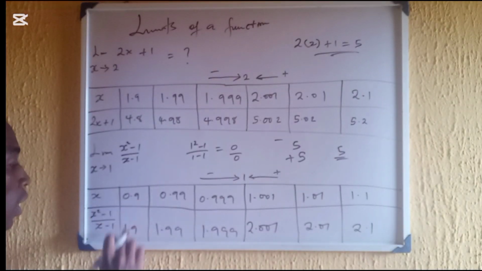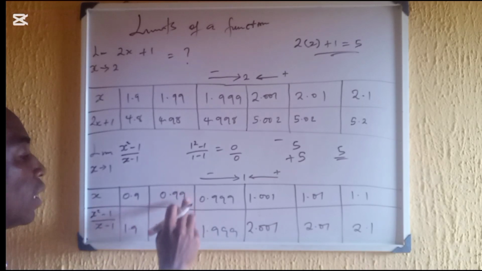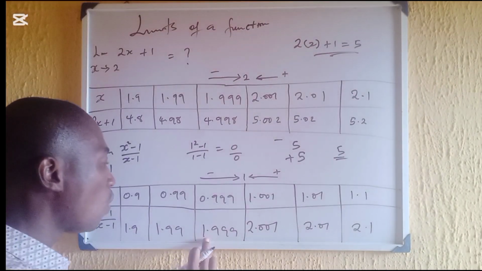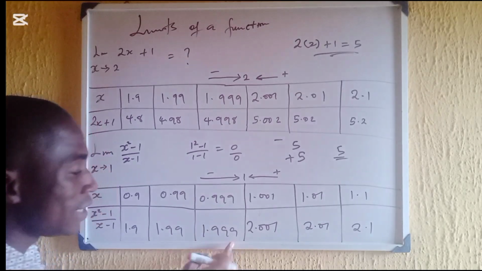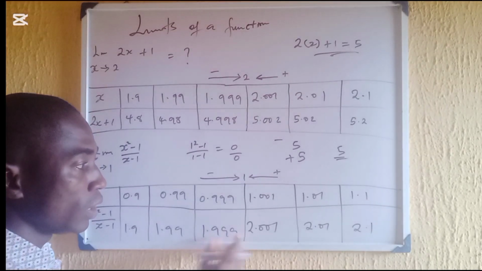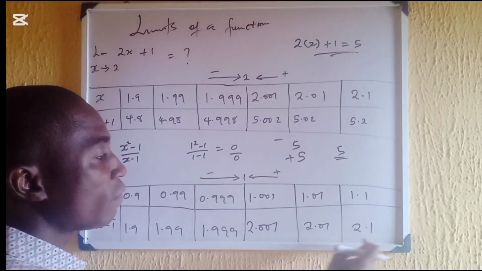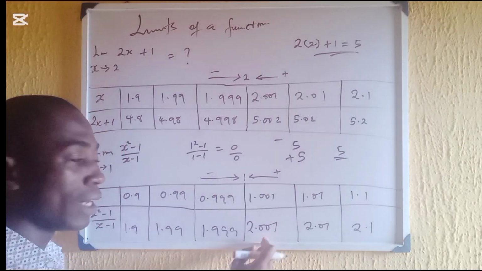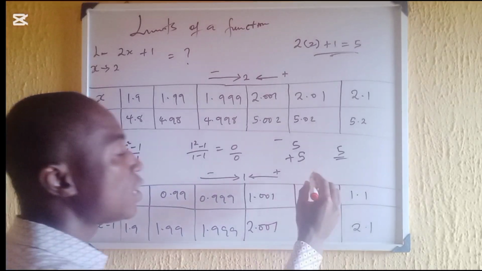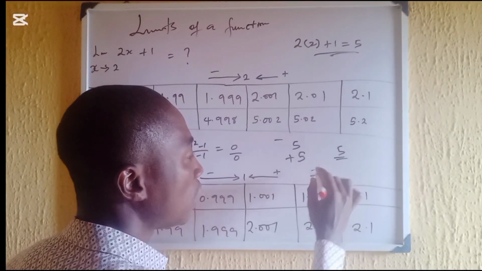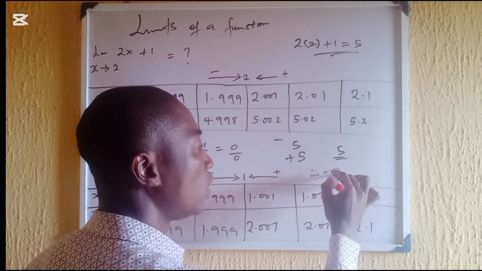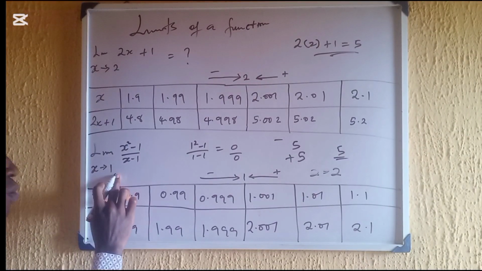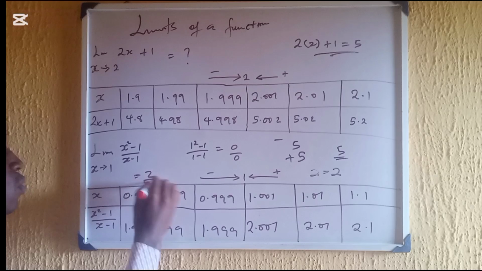So for 0.9, we'll have 1.9. For 0.99, we'll have 1.99. For 0.999, we'll have 1.999. So you can see that this is approximately 2. Then when you are coming from the right, you have 2.1, 2.01, 2.001. And this is also approximately 2. So it means that the left-hand side limit is equal to 2, and that's equal to the right-hand side limit. That means the limit of this function as x tends to 1 is equal to 2.